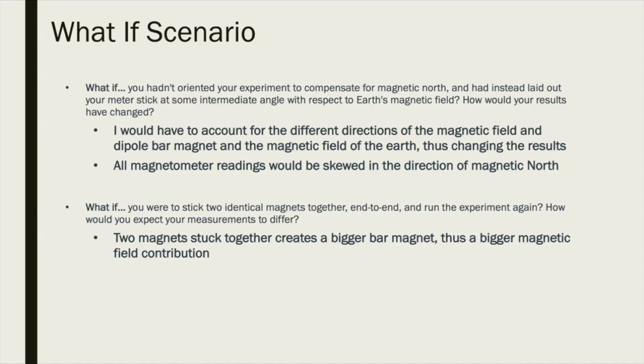What if scenario? What if we hadn't oriented our experiment to compensate for the magnetic north? We'd have to account for the different directions of the magnetic field in the dipole bar magnet and the magnetic field of the Earth, thus changing the results, as all magnetometer readings would be skewed in the direction of the magnetic north. And if we stuck 2 identical magnets together, this would just create a bigger bar magnet, thus a bigger magnetic field contribution.